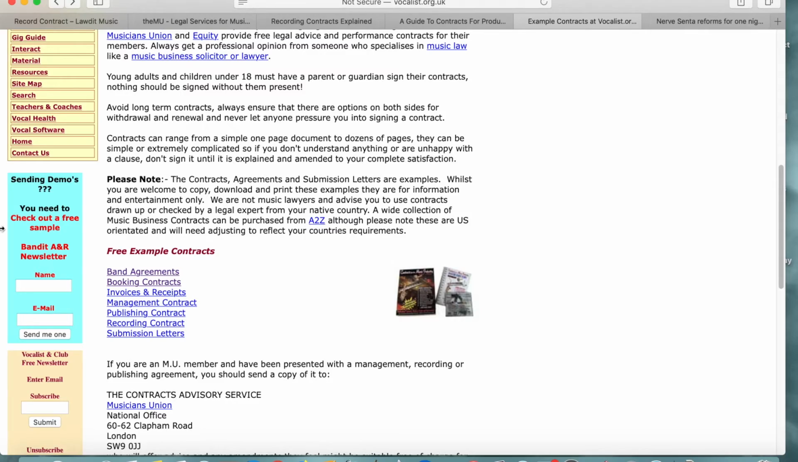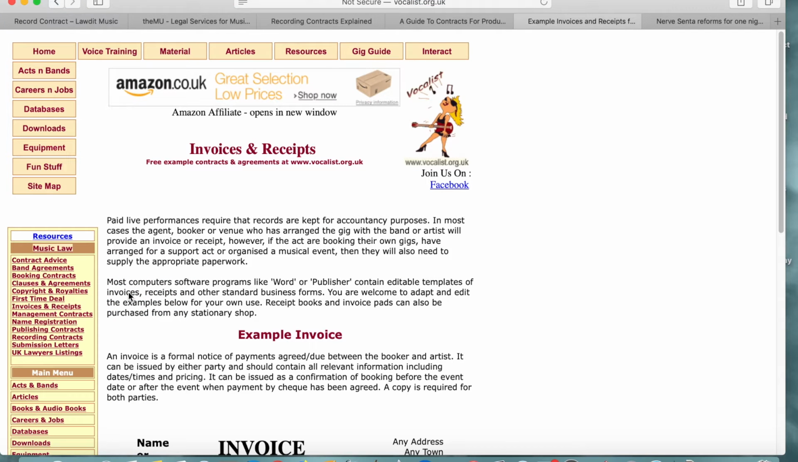Let's just have a quick look at the invoicing and receipts. These are example invoices that you may need to give to the venue when you get paid. So if they've paid you £300, £500 for a performance, then you're going to have to give them some sort of invoice. The grey area for this type of thing, and it was where I always had a battle.